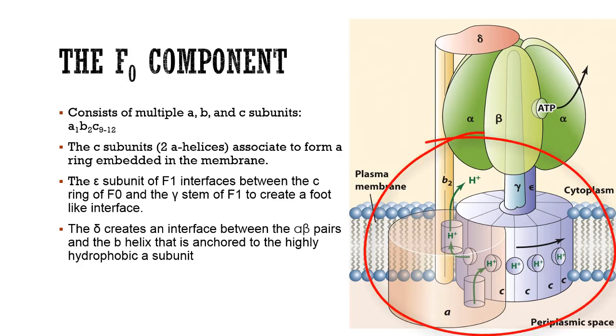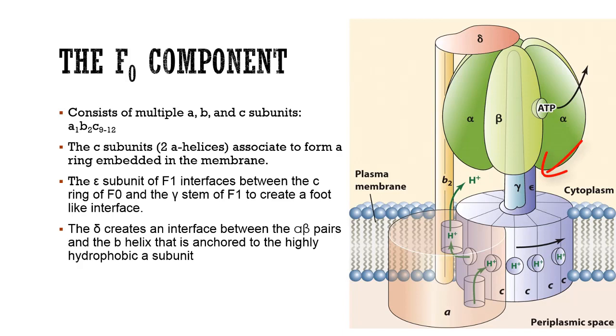The transmembrane F0 subunit is comprised of 1 A, 2 B, and 9 to 12 C subunits. The C subunits associate to form a ring that is embedded in the membrane. The epsilon subunit of F1 interfaces between the C ring of F0 and the gamma stem of F1 to create a foot-like interface connecting the 2 portions of ATP synthase.